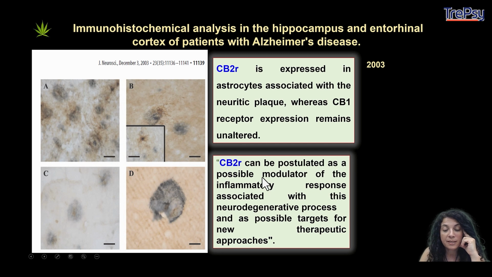So they saw that cannabinoid receptor 2 can be postulated as a possible modulator of the inflammatory response associated with this neurodegenerative process. That is important, that they saw the expression of the cannabinoid receptor 2 only when you have a neurodegenerative process, and as a possible target for a new therapeutic approach.